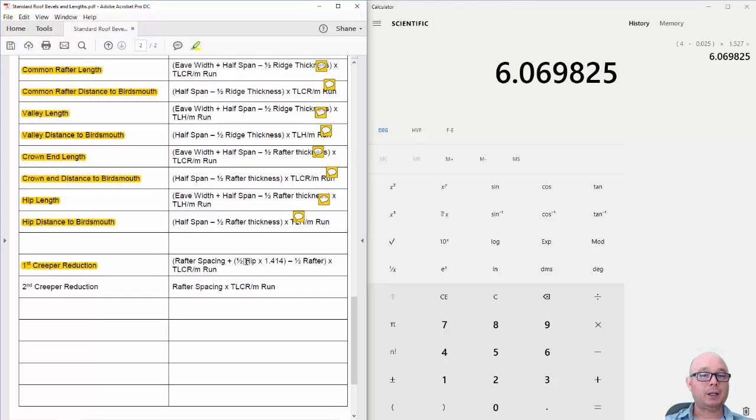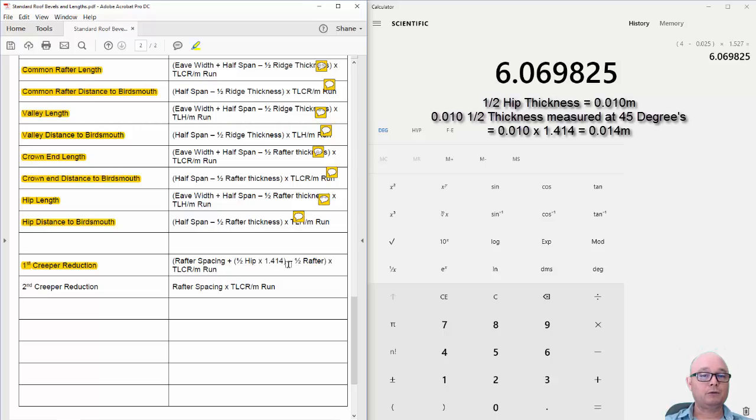We haven't determined the half thickness of the hip yet, but as I said before, ridges and hips for this scenario were going to be 20 millimetres. So half the hip would be half of 20, so 20 divided by 2, which gives us a half thickness of hip of 10 millimetres. And we multiply that by 1.414 because the line that we're measuring along is at a 45-degree angle to the half hip thickness. So we need to find out what the length of that is by multiplying it by 1.414.